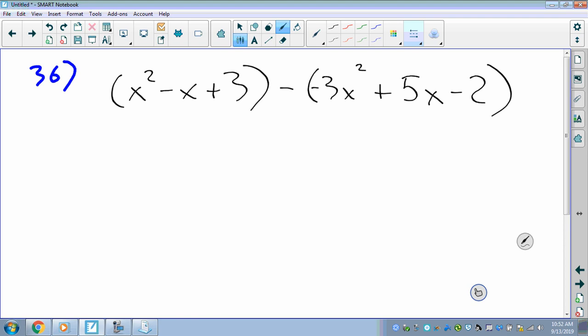Good? Okay. So, it's subtraction, so what do I got to do? Change sign. Change the signs, very good. So this is changing to a plus. All right, now what else is changing?